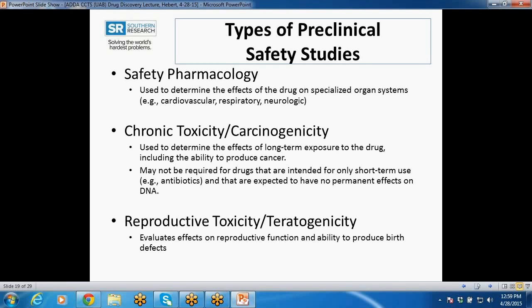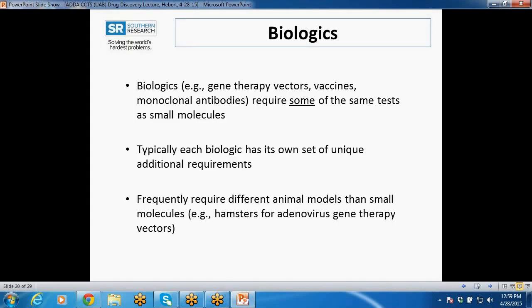And then finally, reproductive toxicity testing and teratogenicity. We do a lot of reproductive tox testing at Southern Research. It's a very specialized field of toxicology, very complicated. I'm fortunate that I get to stand by and sort of administer those without having to be the study director on those.